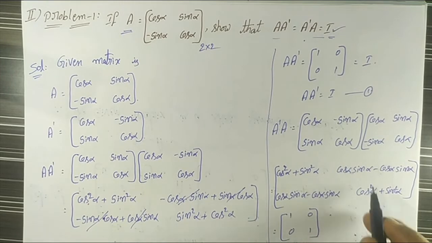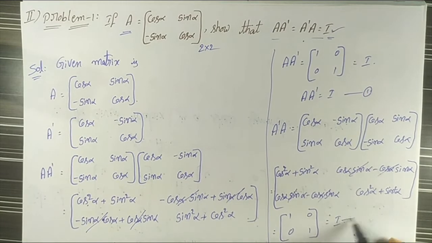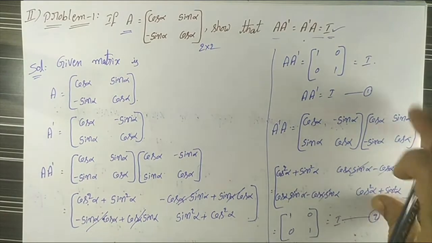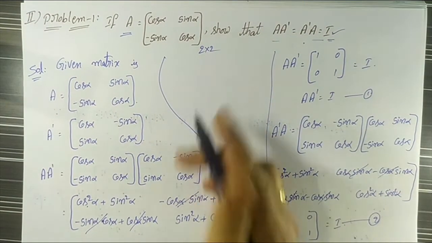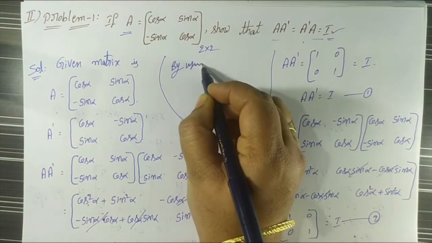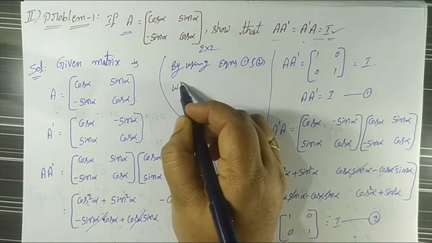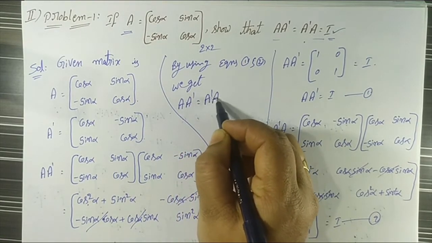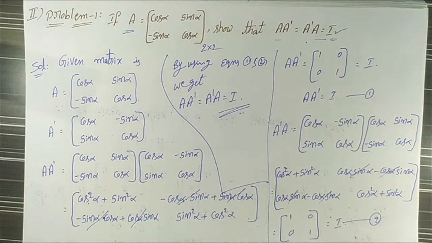Because this value is 1, this value is also 1, and these all get cancelled. That is equal to I. This is equation number 2. By using these two equations, 1 and 2, we get A into A dash equals A dash into A equals I. This is the final solution.